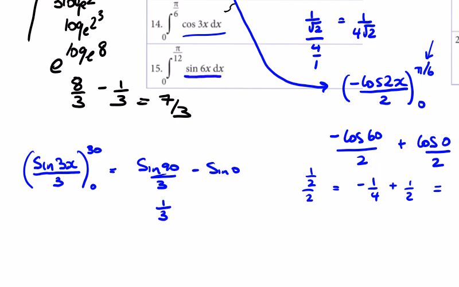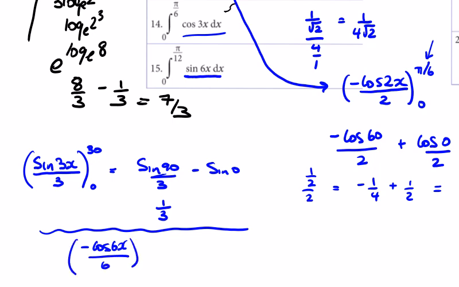Finally, in this video, we'll have this sine 6x, so we're going to get minus cos 6x over 6 between pi over 12, which is 15 degrees, and 0. So we're going to get minus the cos of 6 times 15, which is 90, over 6. Minus the cos of 0 over 6. And the cos of 90 is 0, so we're just going to get plus 1 over 6, the cos of 0 being 1 here.